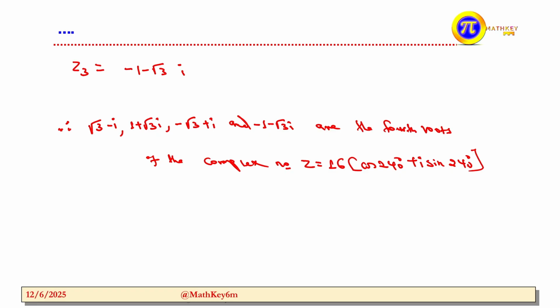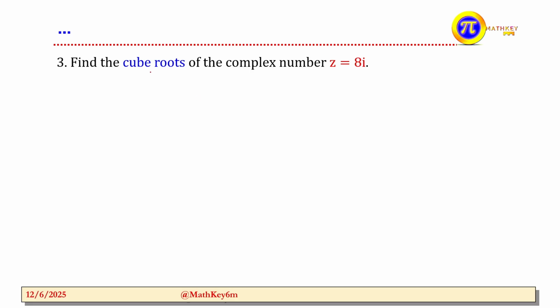So we can find the other roots like this. Let us continue to the next one. It says find the cubic root of z equals 8i. In this case, cubic root means our n is equal to 3.